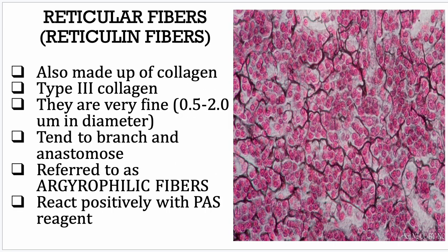Okay, next is your reticular fibers. These are also made up of collagen, more on the type 3 collagen. So they are very fine, 0.5 to 2 um in diameter, and they tend to branch and anastomose. Ayan, oh. So they are referred to as argyrophilic fibers, and they react positively with periodic acid Schiff reagent. So parati to marinig sa boards din. No, the reticular fibers, they react positively with the periodic acid Schiff reagent. So, ma-appreciate nyo lang to sa histopathology.